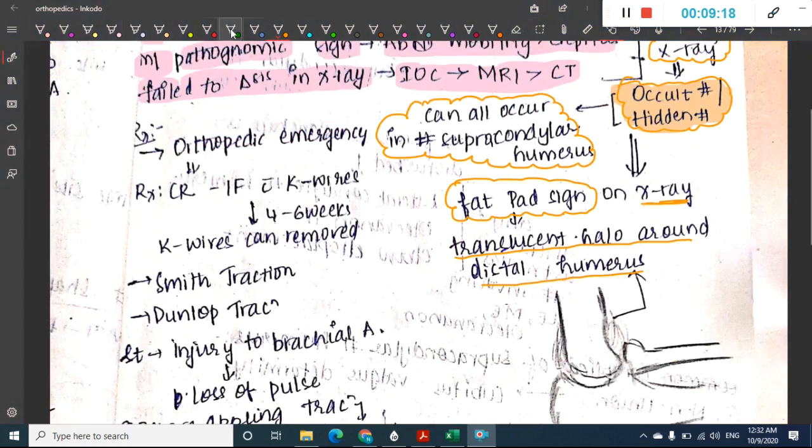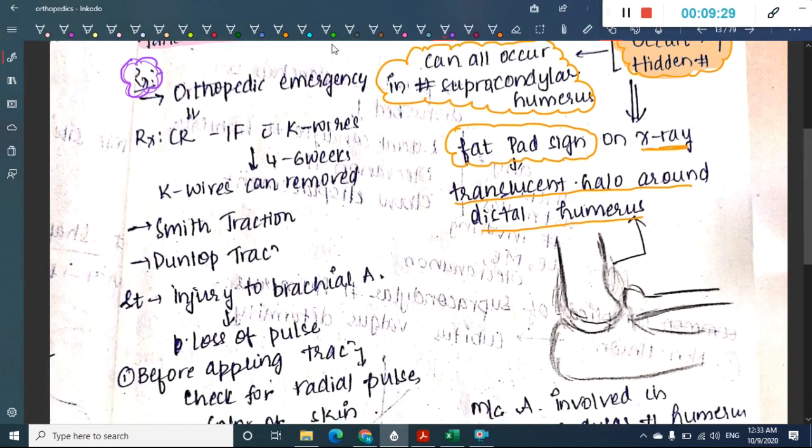Then what is the treatment which you give? Remember that supracondylar fracture of humerus is an orthopedic emergency, because there is an increased chance of injury to the brachial artery, and that is the reason why it is an orthopedic emergency. So here you will have to do a closed reduction with internal fixation along with K-wire placement.